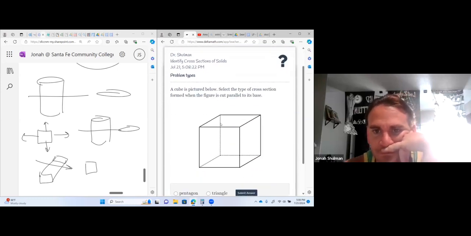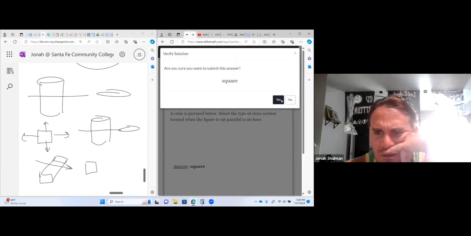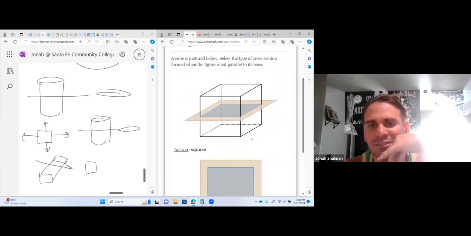That was tough. The cube is pictured below. Select the type of cross section when the figure is cut parallel to the base. We're making squares. It's got to be squares. Nice. All right, let's try another one.